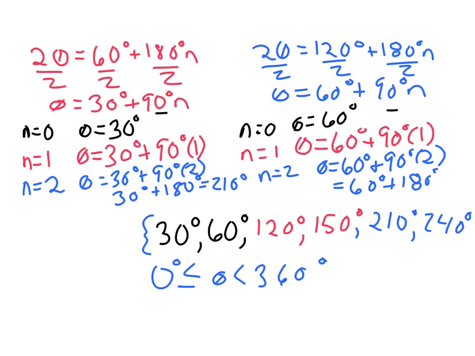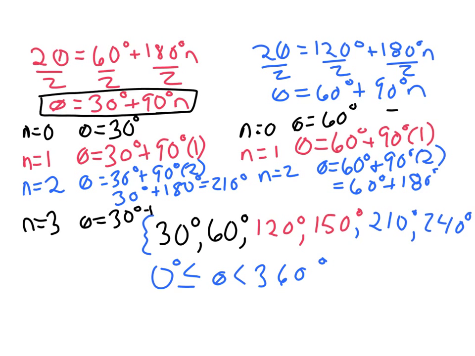Unfortunately, I think we're going to run into 360 pretty soon here. But if n equals 3 in this equation, then theta, I'm going to squeeze it in here, is 30 degrees plus 90 times 3. So that's 30 plus 270. I really am running out of room here. So that's 300 degrees. Okay, still less than 360, so we should keep going.